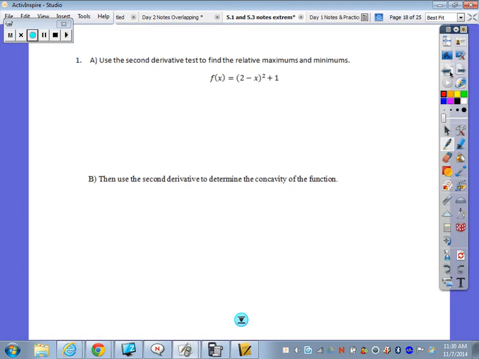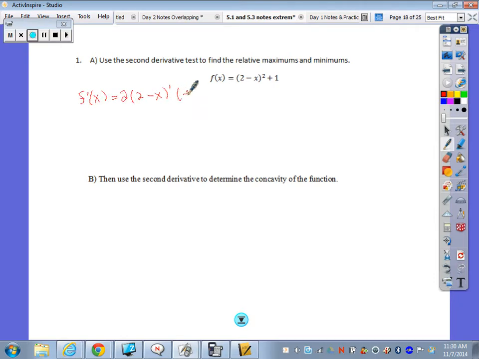So we're going to do a few examples. So the first example says use the second derivative test to find the max and min. So I'm going to follow the steps we just said. I'm going to take the first derivative to find the critical points. I'm going to use chain rule.